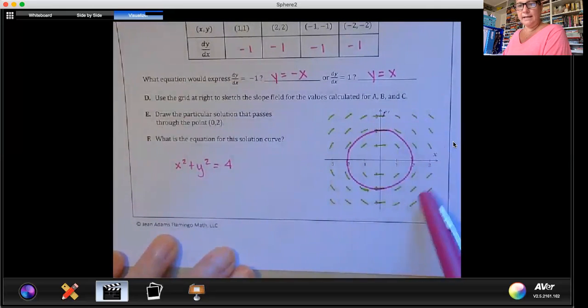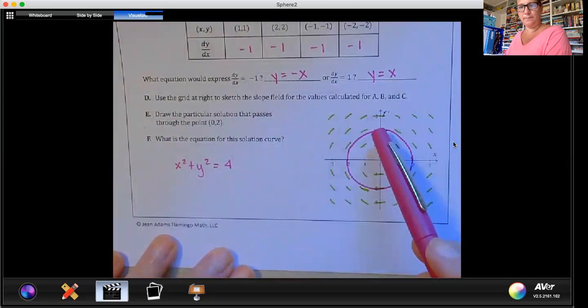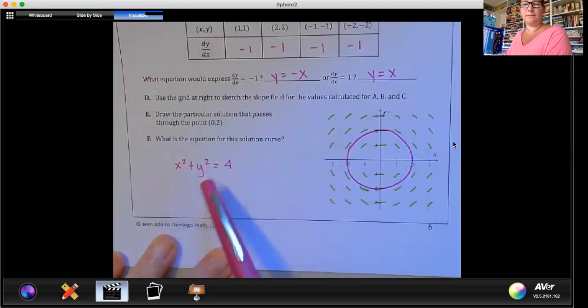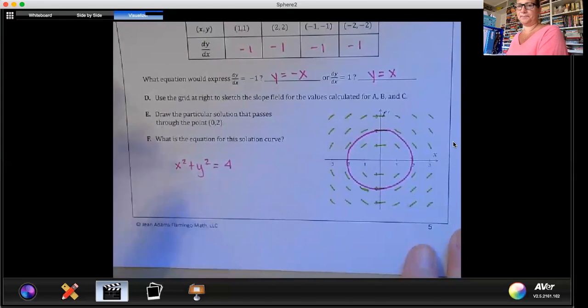So the green that you see here represents the points that you just created in those 3 charts at the top of the page. Notice it goes through 0, 2. The pattern of the slopes follow a circle with the equation of x squared plus y squared is equal to 4.